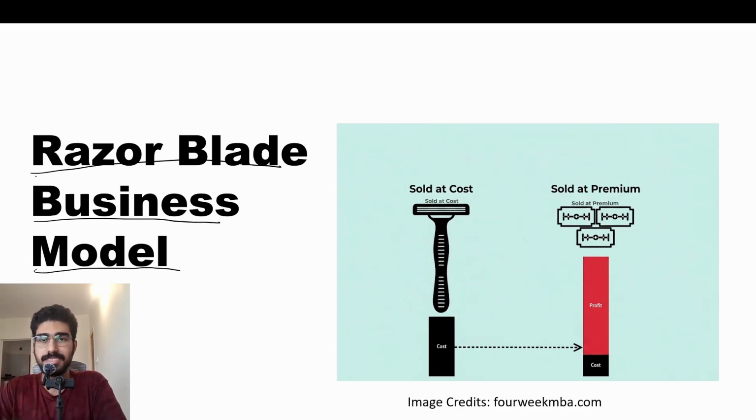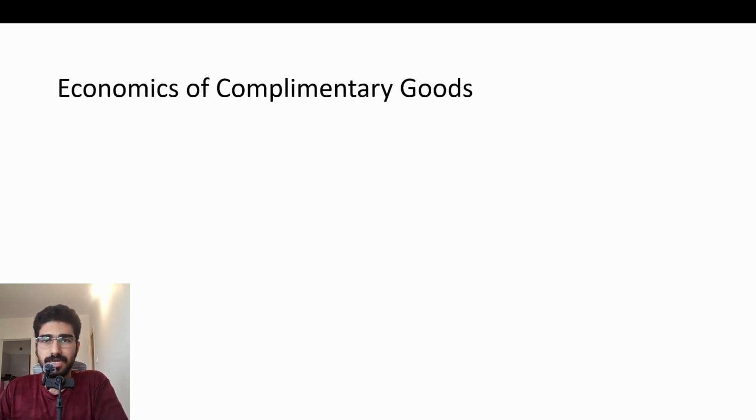And this is the exact business model that is used by a lot of the companies around the world today. So let's dive deeper into this. First, we have to understand the economics of the complementary goods. So, what are complementary goods?